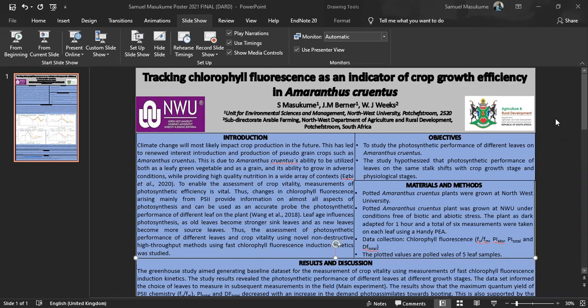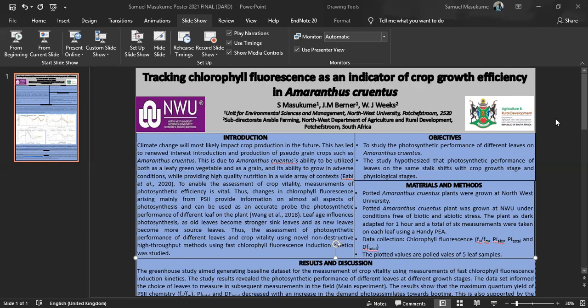To enable the assessment of what is known as crop vitality, measurements of photosynthetic efficiency are vital. These measurements involve changes in the chlorophyll fluorescence arising mainly from the PS2 system, and this provides information on almost all aspects of photosynthesis. This method can be used to accurately probe the photosynthetic performance of different leaves on the same plant.